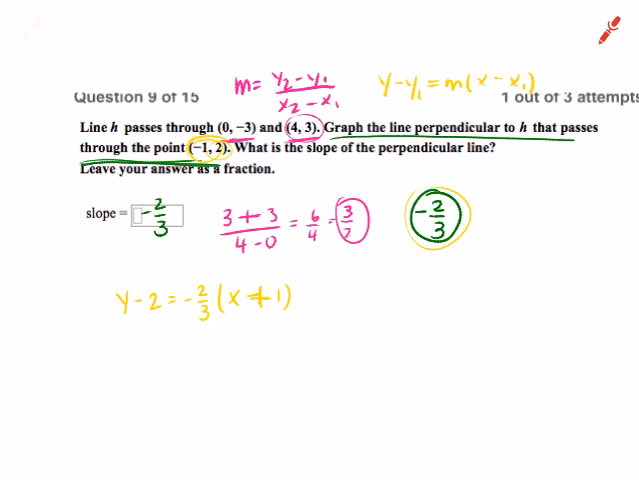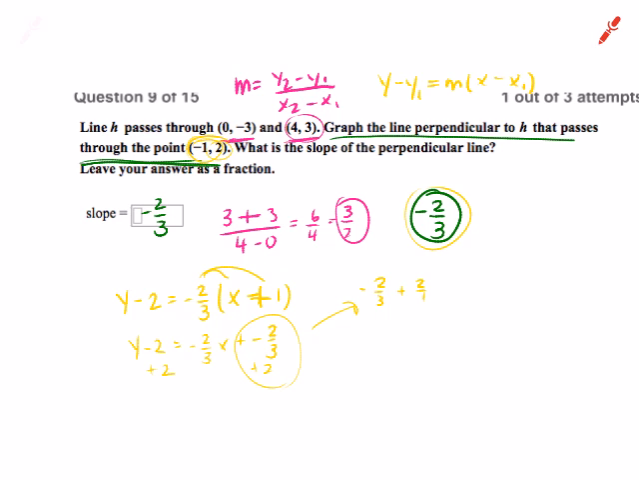The first thing I want to do is get rid of the parentheses. So I'm going to distribute, which is going to be y minus 2 equals -2 over 3 x plus -2 over 3. Now I want to get y by itself, so I'm going to add 2 to both sides, and I don't want mixed numbers. So what I'm going to have to do is find a way to add -2 over 3 plus 2 over 1, which is what's happening right here.